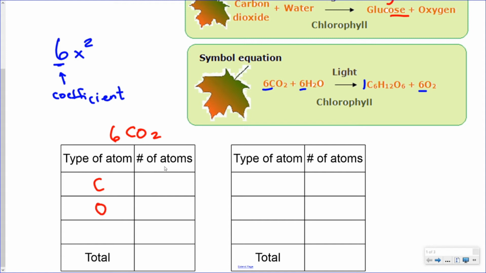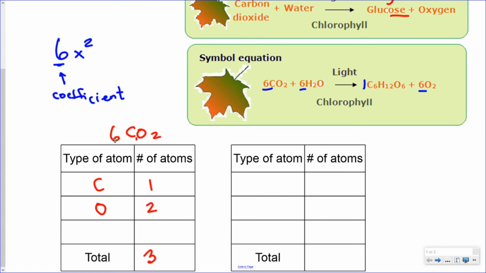All right. Number of atoms. Let's pretend for a second that this 6 is not here. So how many atoms of carbon do we have? Again, it's not really written here, but there's a little 1. So we have 1 atom of carbon. How many oxygen do we have? We have this 2 right beside it, so we have 2 oxygen. So 1 plus 2 gives us a total of 3. So if we have CO2, carbon dioxide, we have 3 atoms.